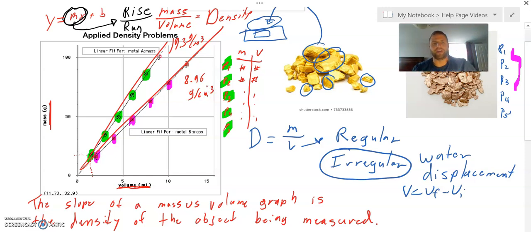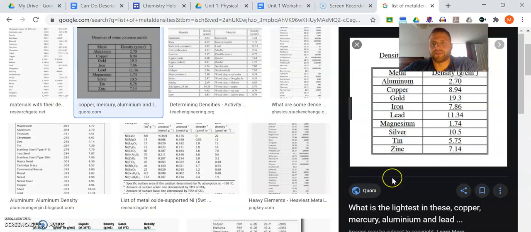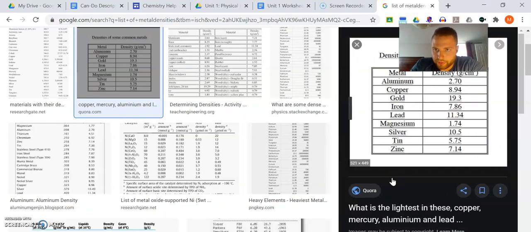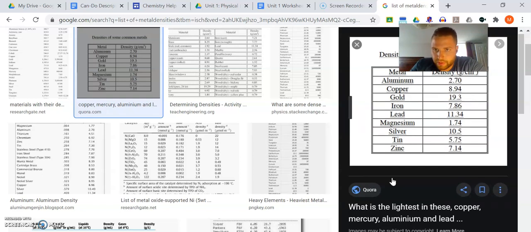All right, so now we have two densities, and what I can now do is look at a list of densities and figure out what these metals are. So let's go ahead and do that. On the next page here, I have a list of densities. And remember, one of our densities was 19.3. Oh, here it is. 19.3. It says that is gold, so let's go back.